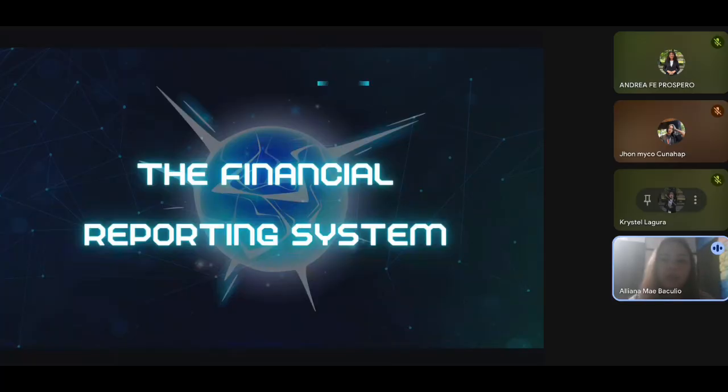So the financial reporting system. Again, this is just a review for us since we already know the process of this financial reporting system. The difference now is that it is through the system, which is automated. So it is the system responsible for preparing and providing financial information to external users. Next slide, please.